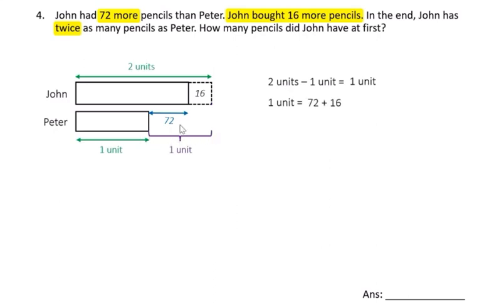So you cannot tell me it's minus, although, yeah, you have to see properly, you have to observe your model carefully. How do I find the value of 1 unit? 1 unit is from here to here. So that means I must plus these two values. So 72 plus 16, which is 88.